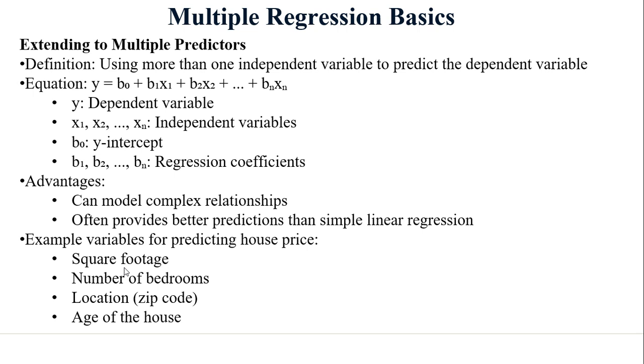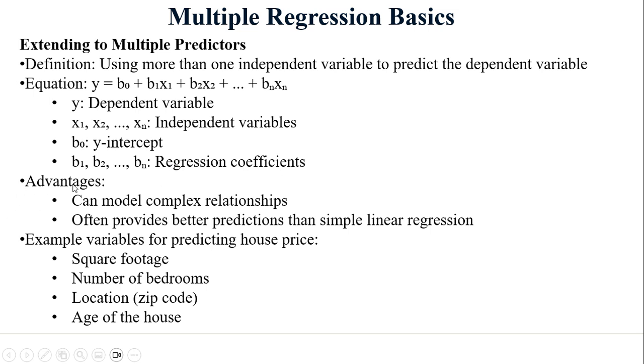So, for example, you use one independent variable and you say this is not really looking correct. Let's see if we can add another variable that would give us a clearer insight into our prediction. In this case, y is the dependent variable, x1, x2, up to xn are the independent variables, b naught is known as the intercept, and b1, b2, up to bn are the regression coefficients.